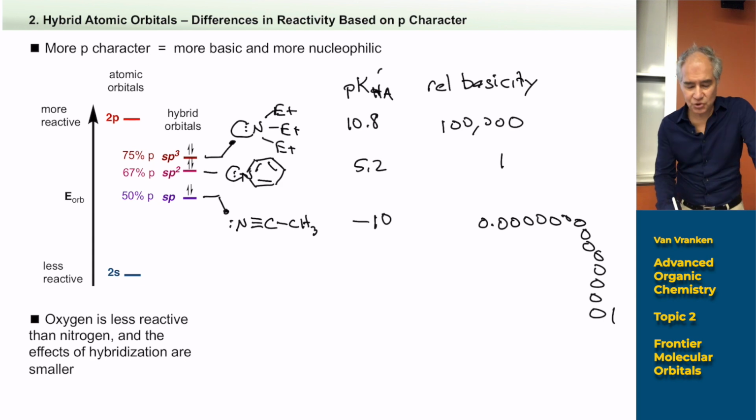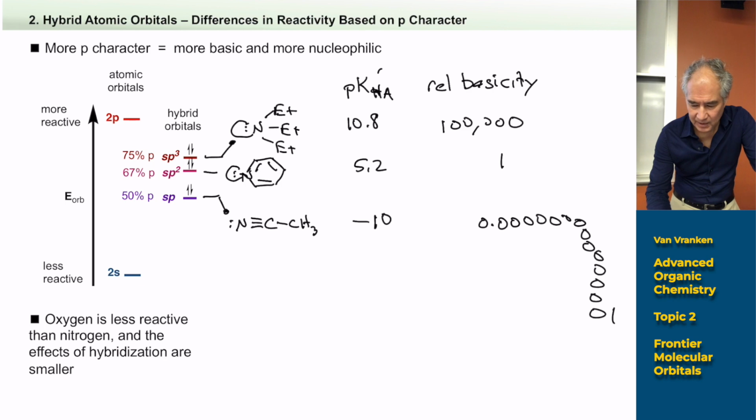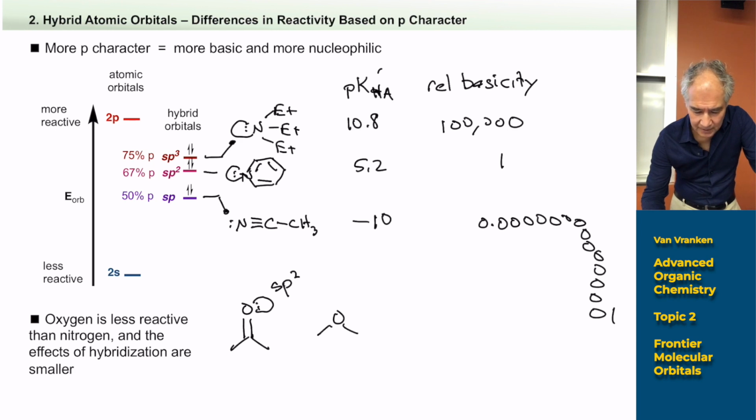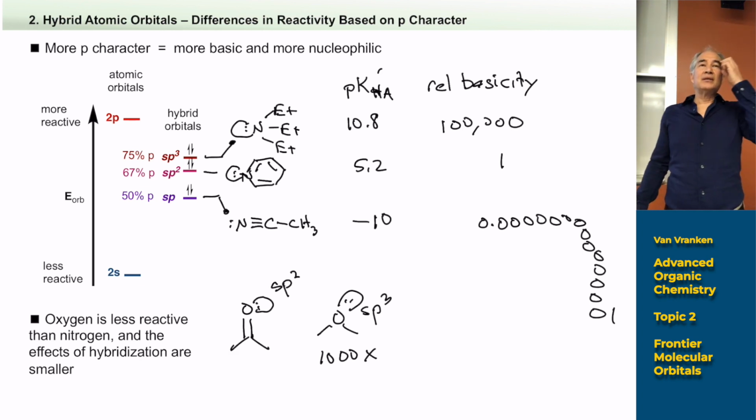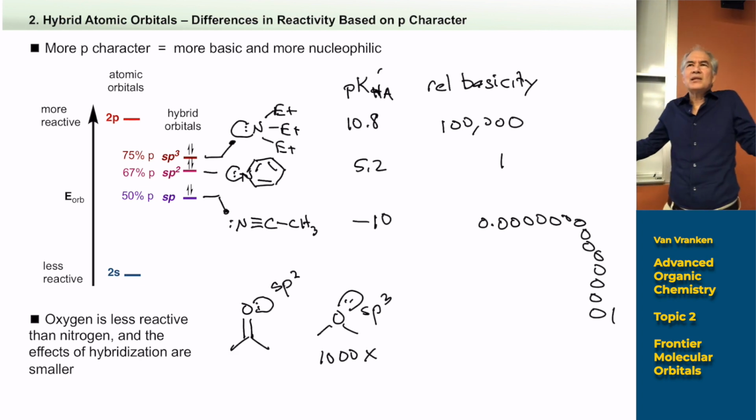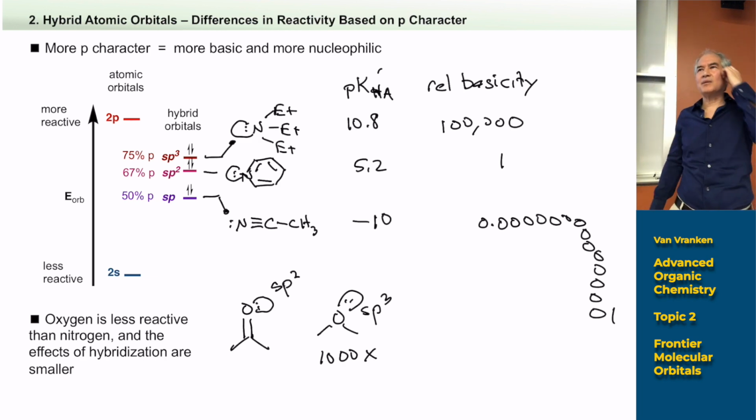Oxygen atoms are just intrinsically less reactive, so you see less of an effect with oxygen. I'll just tell you the numbers for oxygen. If I take an sp2 lone pair on a carbonyl group versus an sp3 lone pair on, for example, an ether like this, the differences are not as big. In this case, the lone pair on the sp3 is more reactive, but it's only 1,000, not 100,000. So oxygen is just less reactive overall, so it compresses that scale.